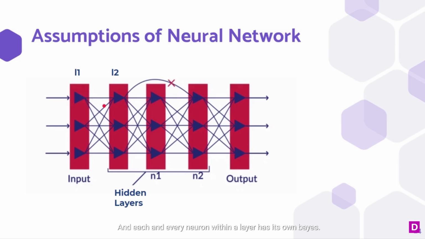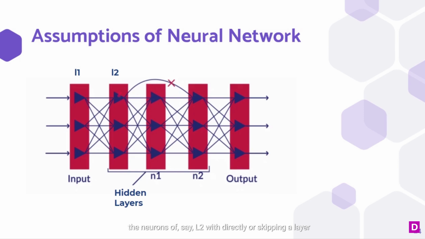And each and every neuron within a layer has its own bias. Bias, in other terms, we can call a threshold to get activated. So each and every neuron in a particular layer will have a certain bias, this will have a certain bias, and this will have a certain bias. So each and every interconnection has its own weight associated with it, and each and every neuron has its own bias associated with it.